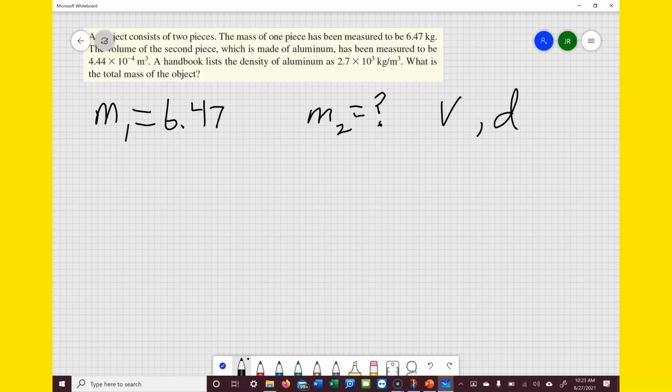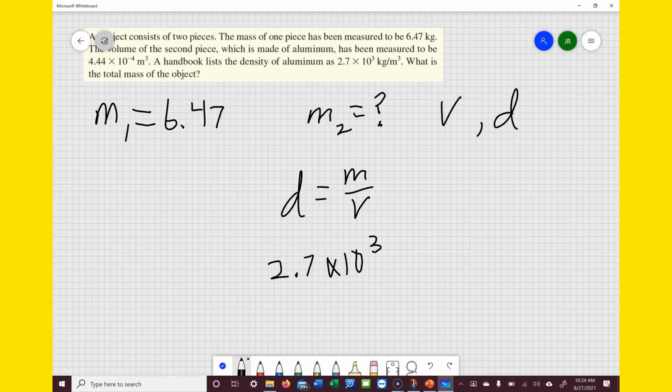All right, so density, how does density relate to mass and volume? Density equals mass divided by volume. So I can use that to figure out the mass because I'm given the density, I'm given the volume, the mass will be the only unknown. So the density is 2.7 times 10 to the third. And notice it's kilograms per meter cubed. And notice that the volume is given to me in meters cubed, so that's good.